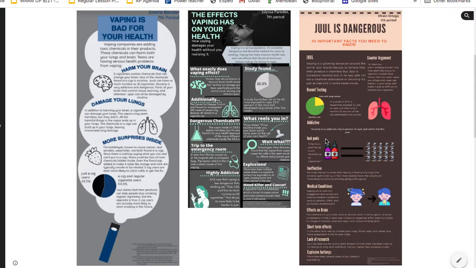You need at least 3 colors on your page. It does need to be visually appealing, easy to read, easy to understand, easy to navigate. And that's a definite part of it.